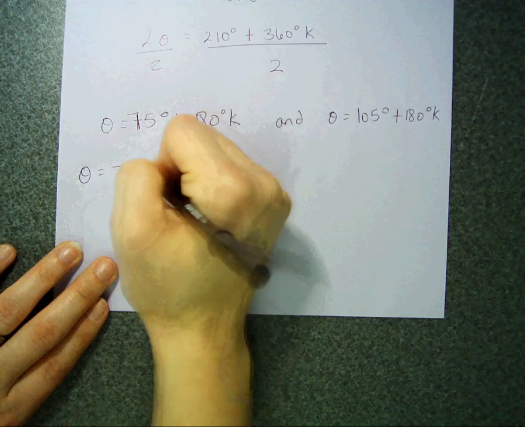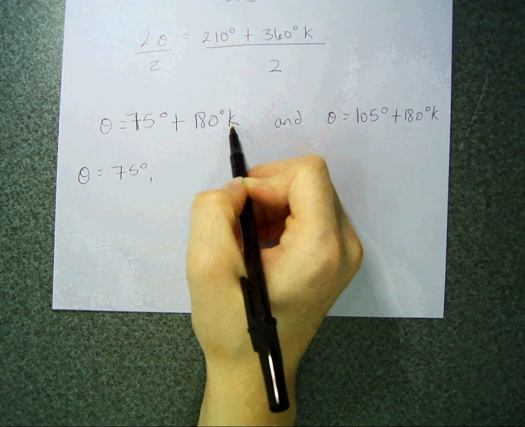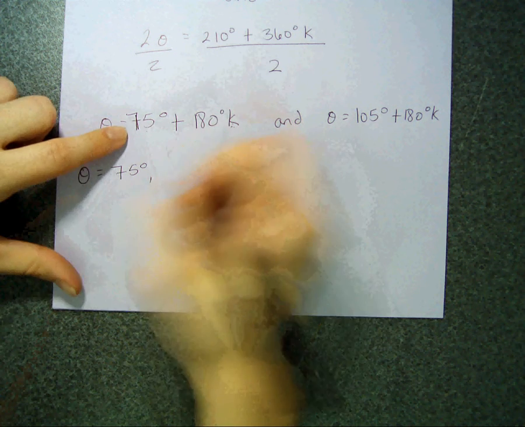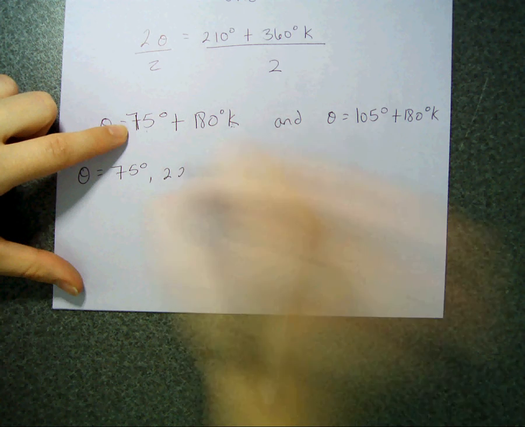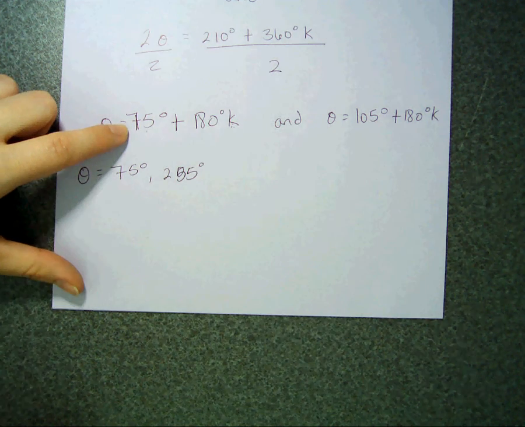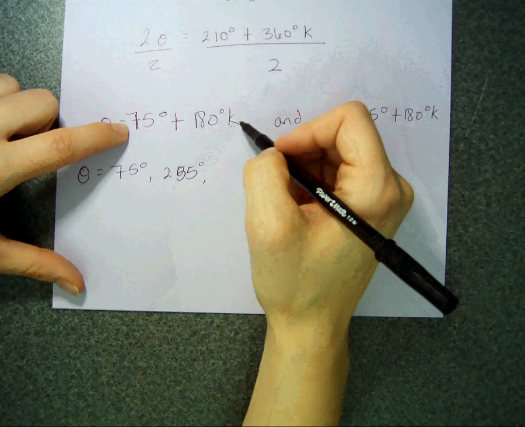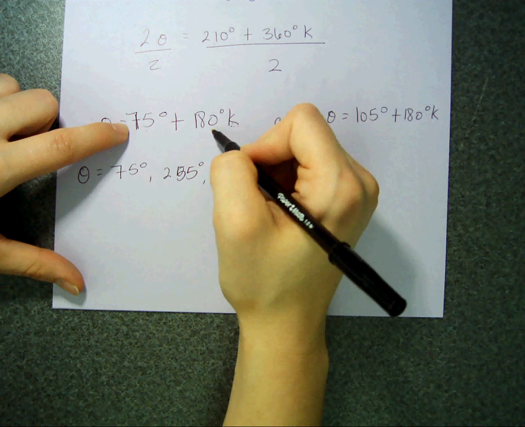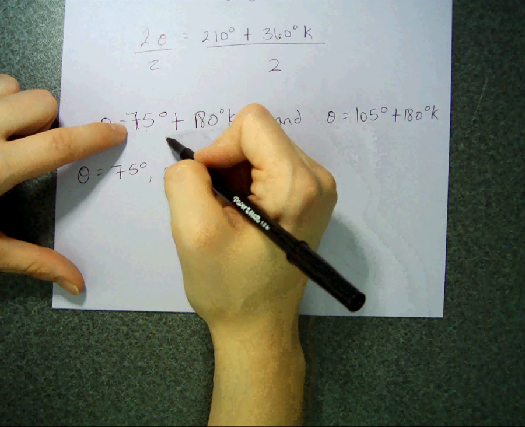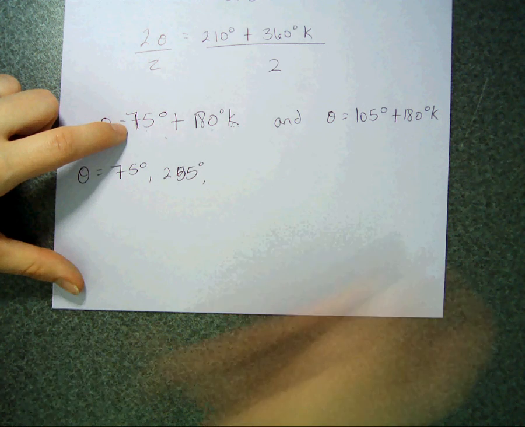If k is 1, I get 180 plus 75, which gives me 255. Is 255 degrees still in my unit circle? Yeah, it's less than 360, right? If k is 2, I get 360 plus 75. Will that still be in my unit circle? No, because it's larger than 360. So I'm done with that. So I'll come over to the next one.